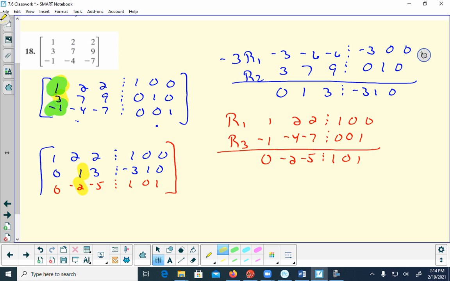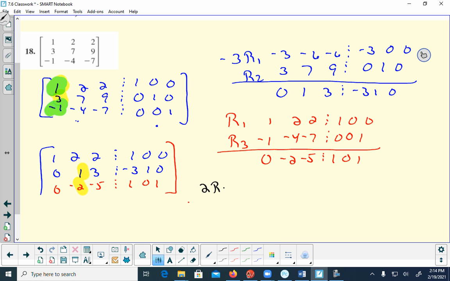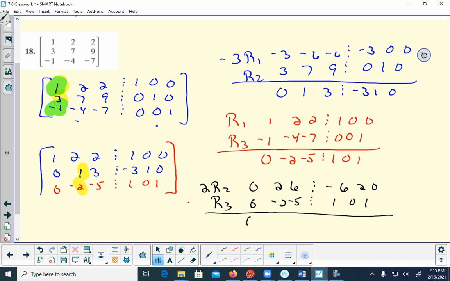Then I am going to do row 2 and row 3 to eliminate the y. So in order to do that, I am going to multiply row 2 by a positive 2. So we're going to do positive 2 times row 2. So when I do a positive 2 times row 2, I'm going to have 0, 2, 6, -6, 2, 0. And then I'm going to copy down row 3, which is 0, -2, -5, and then 1, 0, 1. And when I do this, I'm going to get 0, 0, 1. And then this will be -5, 2, and 1.